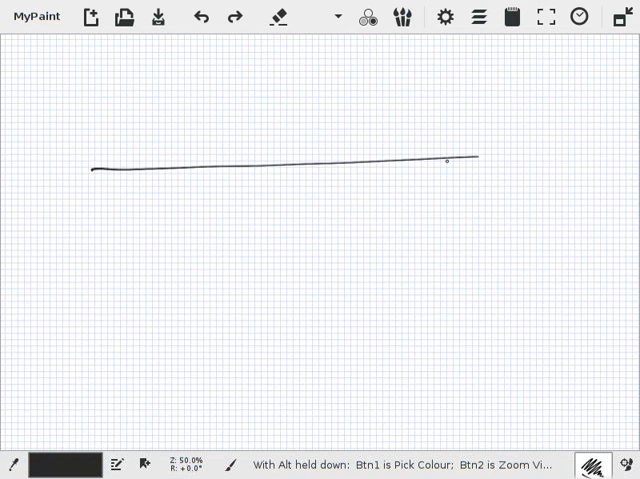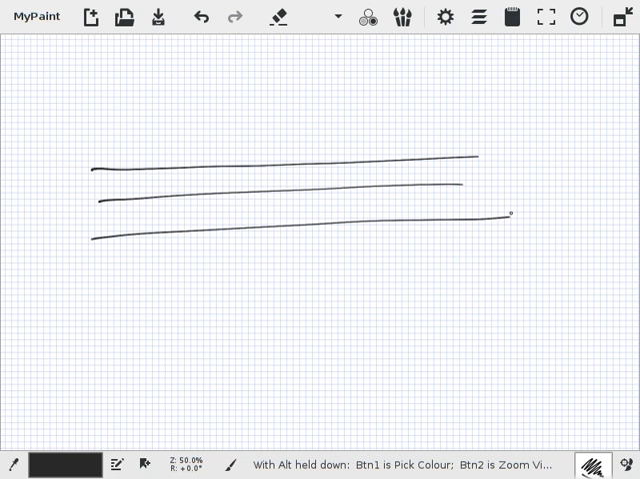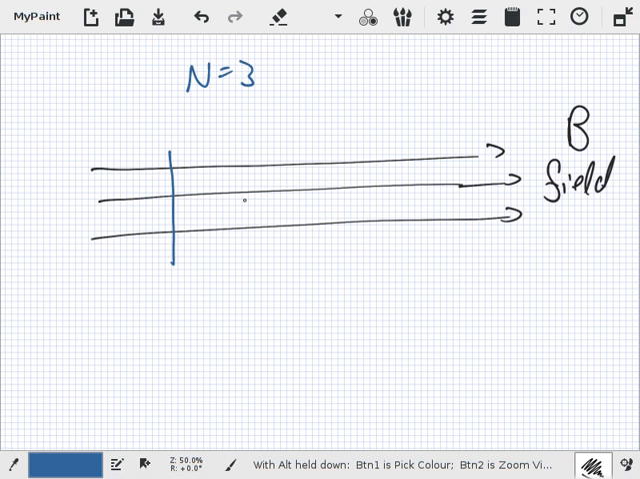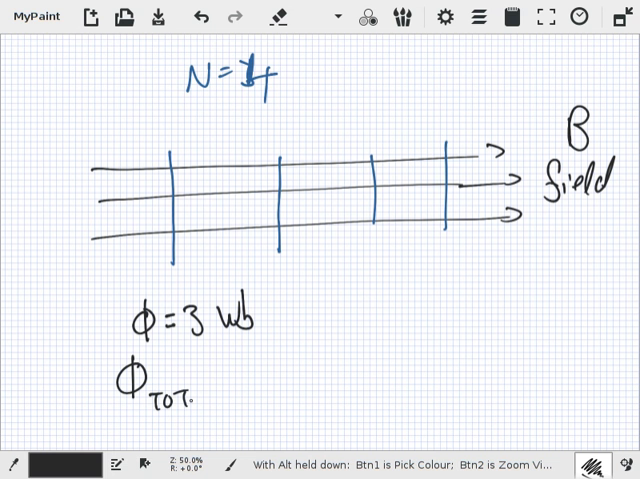Okay, here is the field, B. And let's make it easy, let's just say n is 3, okay? And let's say here's one region, no, let's make it 4. 1, 2, 3, 4. Okay, what's the flux for one of the regions in this picture? 3 Webers. So what's the total flux? Well, that will be 4 times 3, which is 12 Webers.